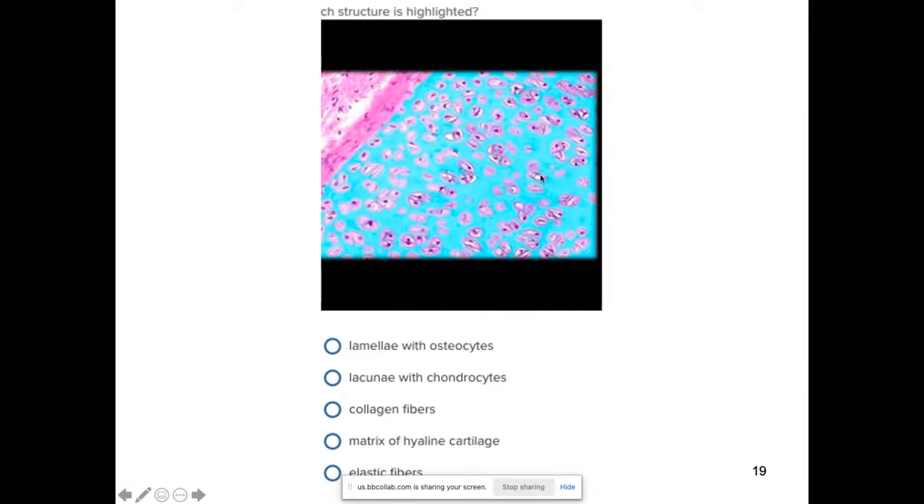So this happens to be hyaline cartilage. Each of these little raindrops is hyaline cartilage. And in between it, the blue is the matrix of hyaline cartilage, just to give you an idea.